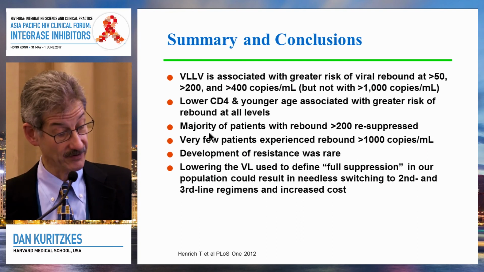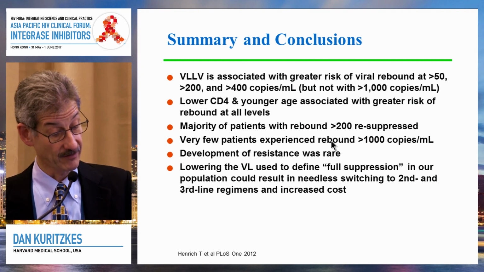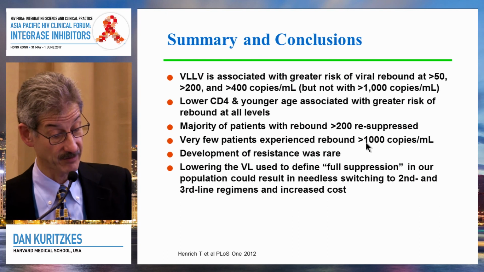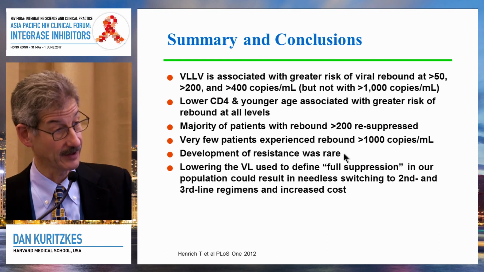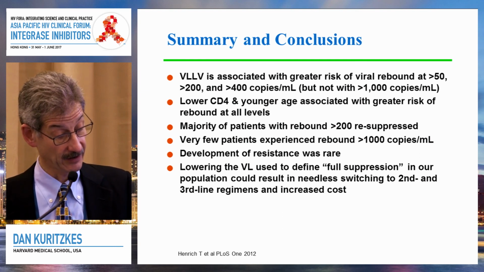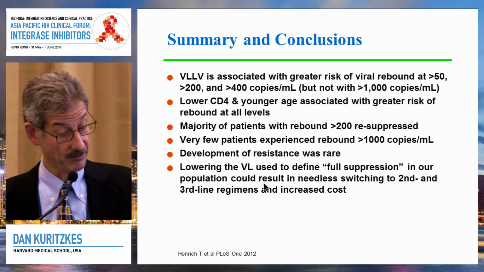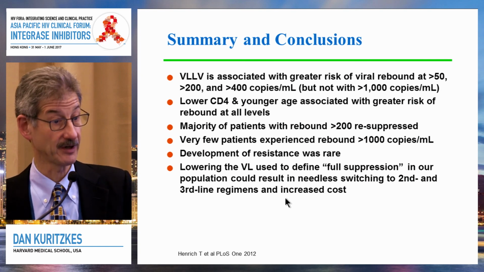Despite these episodes of viremia, most patients were able to resuppress. Very few of the patients actually rebounded above 1,000 copies. Fortunately, although resistance did emerge in some patients, it was rare, and lowering the virus load to define full suppression in our population would have resulted in needless switching to a second or third line regimen and increased cost.